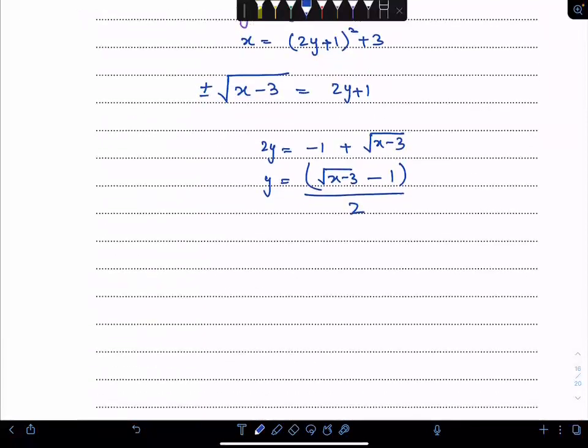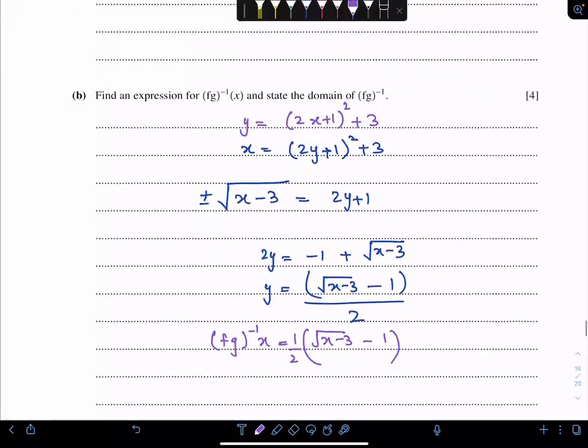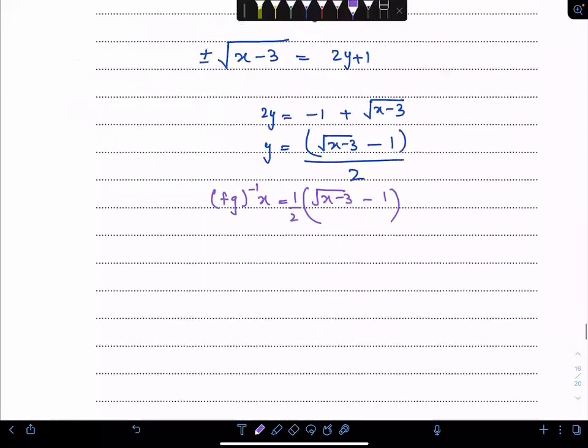So then in the last step you can replace, because this was a composite function, fg inverse of x is equal to this, square root of x minus 3 minus 1. Either you can write it like this or number 2 like this. So this is our inverse. Then he also asked to find and state the domain of this function. It means you have to find the domain of it.